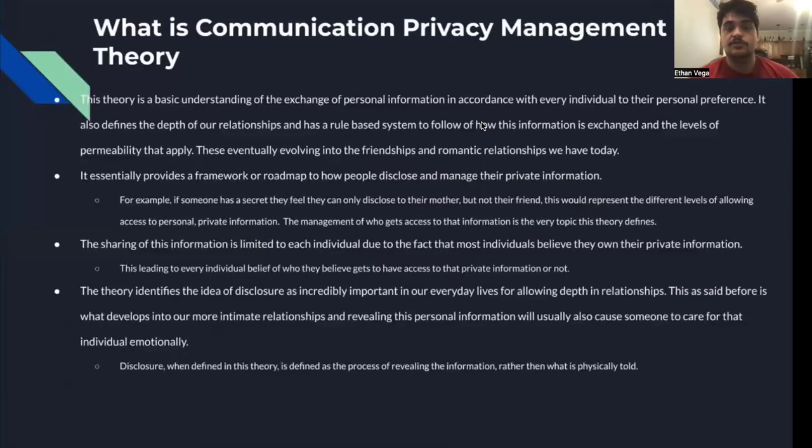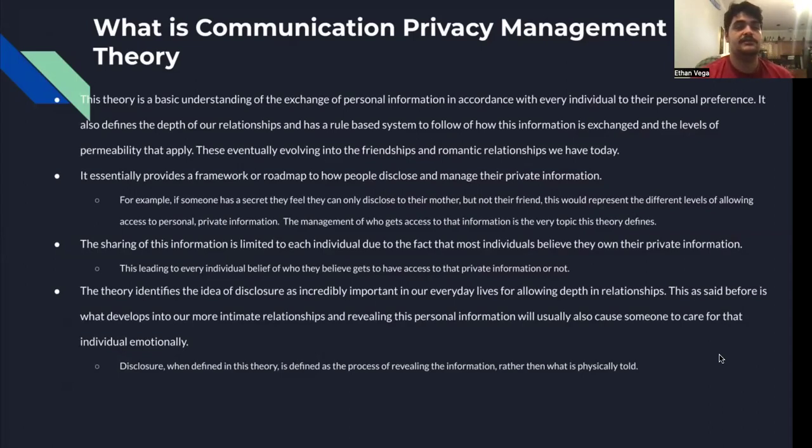So, what is communication privacy management theory? To understand it, we first have to dissect it. This theory is a basic understanding of the exchange of personal information in accordance with every individual's personal preference. It also defines the depth of our relationships, with a rule-based system of how this information is exchanged and the level of permeability that applies. These eventually evolve into the friendships and romantic relationships we have today.